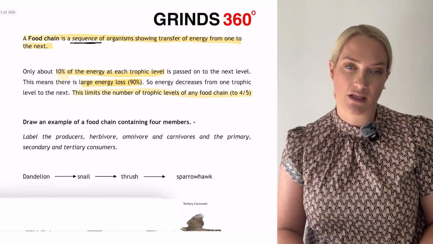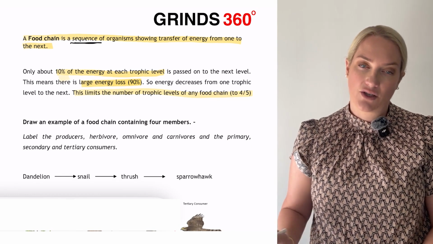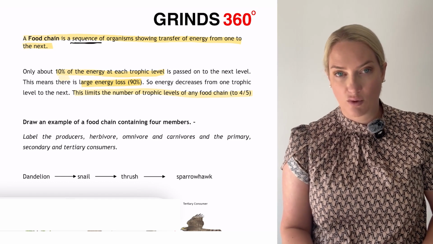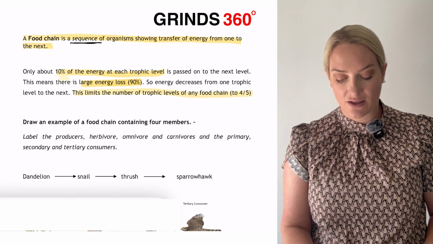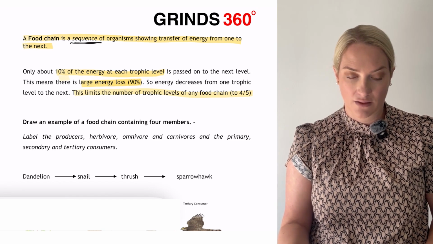So what is a food chain? Next definition that we need to know. A food chain is a sequence of organisms showing transfer of energy from one to the next. Okay, so that is important. And what is important within that definition is the term sequence. Forget the word sequence, we lose our mark.